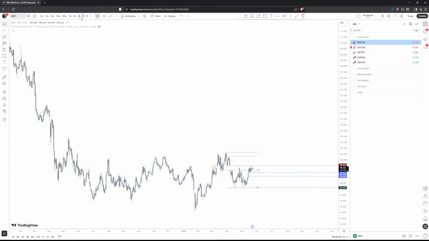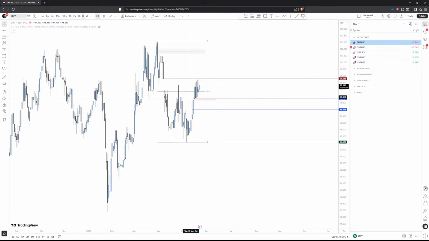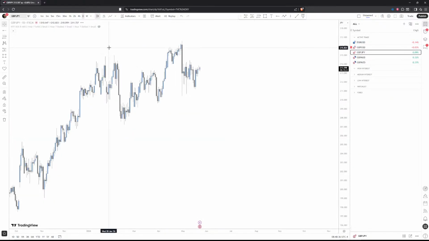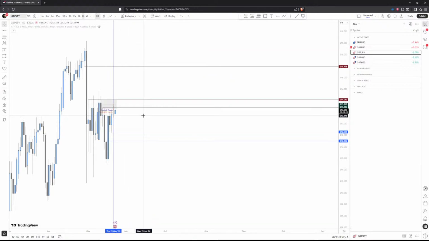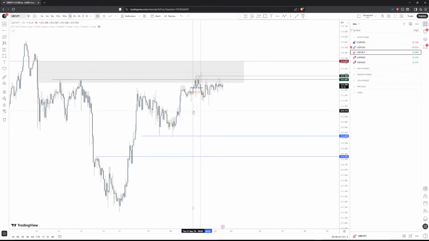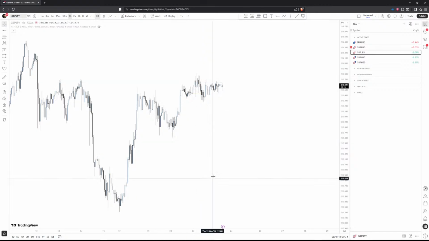Okay, so it's just been consolidating in this disgusting range. It's not really clear, really. All right, let's have a look at some other pairs. So let's see, just give me this.